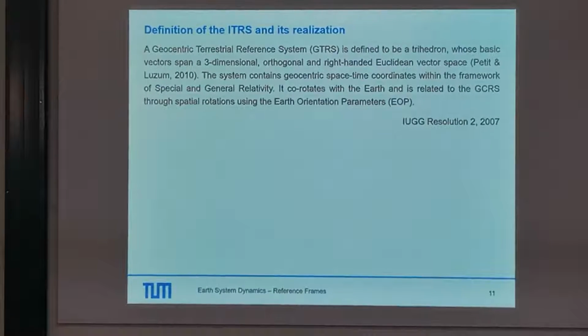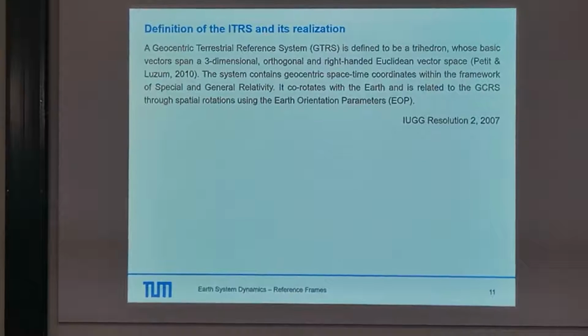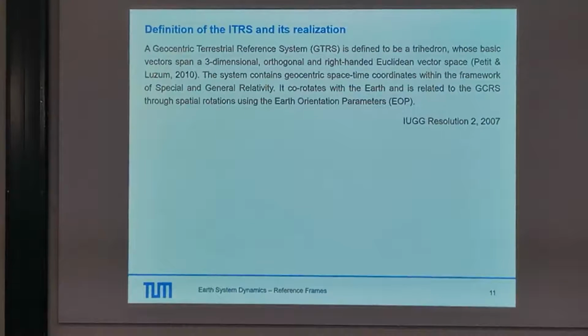No? So it's really obvious and straightforward, this definition. And now we have a closer look at the ITRS, since this is the major topic, because we need this in order to quantify all the geophysical phenomena that we have within the Earth system. So the geocentric terrestrial reference system is defined to be a trihedron whose basic vectors span a 3-dimensional, orthogonal, and right-handed Euclidean vector space.